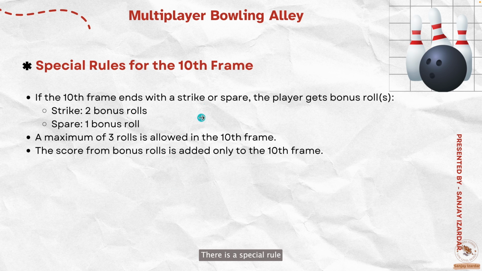There is a special rule for the 10th frame. If the 10th frame ends with a strike or spare, the player gets bonus rolls. The player gets 2 bonus rolls if it is a strike and 1 bonus roll if it is a spare. A maximum of 3 rolls is allowed in the 10th frame. The score from bonus rolls is added only to the 10th frame.